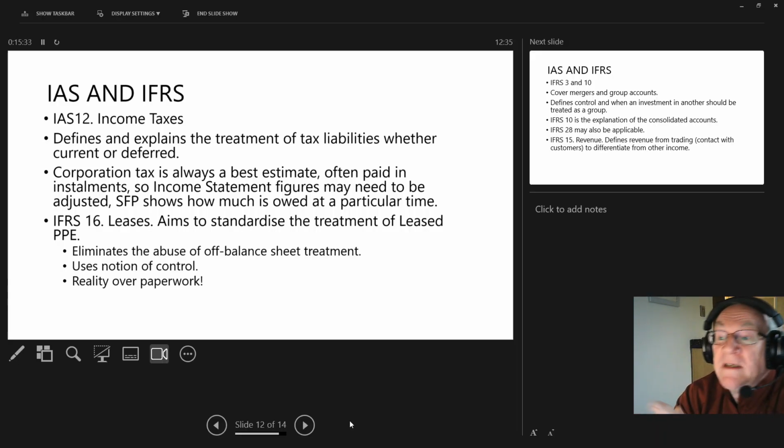So they're often paid in instalments. So you will have paid some of your corporation tax in advance based on the previous year's tax liability. So income statement figures may need to be adjusted at the end of the year. The SFP should really show how much is owed at a particular time. There's a watered down version in some exams where they just give you the figure, because you can't really work it out without a massive amount of detailed information.